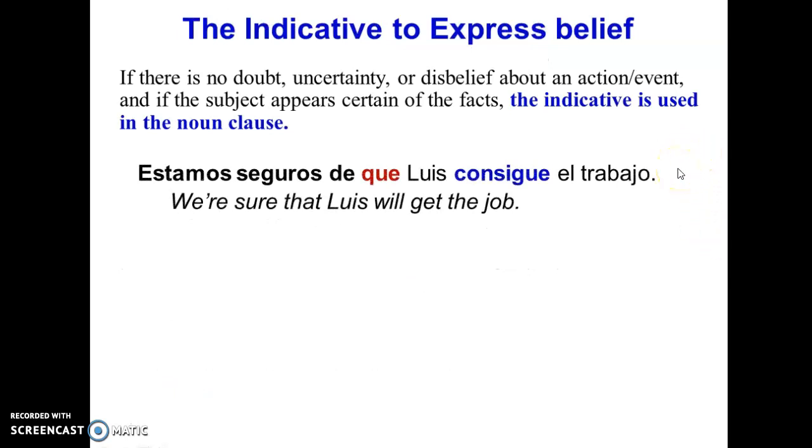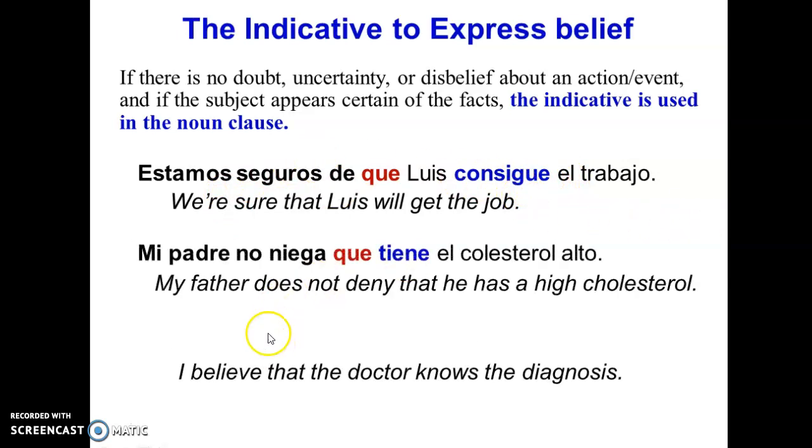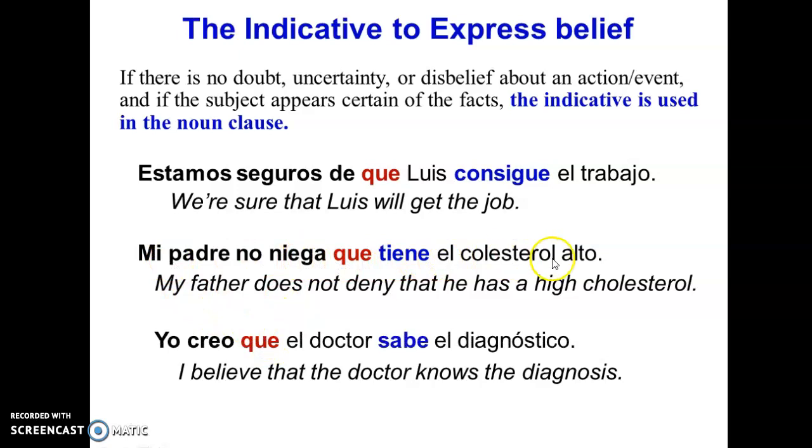The indicative, when we want to express belief. When there's no doubt about something, or no uncertainty, or no disbelief, we will use the indicative. Estamos seguros de que Luis consigue el trabajo. So for them it's a fact. Luis will get the job. Mi padre no niega que tiene el colesterol alto. Yo creo que el doctor sabe el diagnóstico. So indicative.